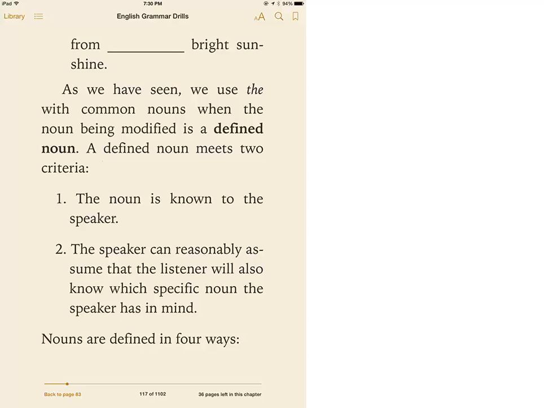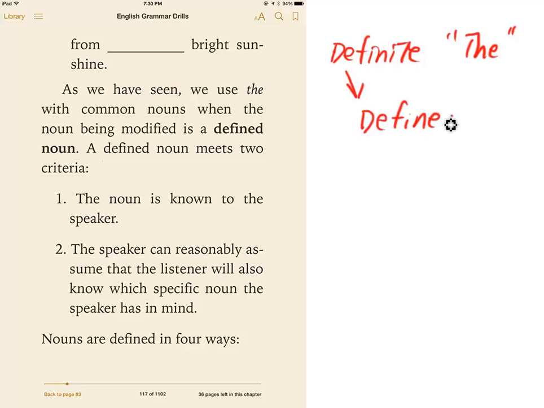All right, welcome back. And as you know from the previous videos, we're talking about the definite article, the. Definite means that the noun that you use the with is defined, or we know which noun is being talked about. And this is a little review activity because we've learned there are 4 ways that a noun is defined, all right? And it doesn't always make sense.